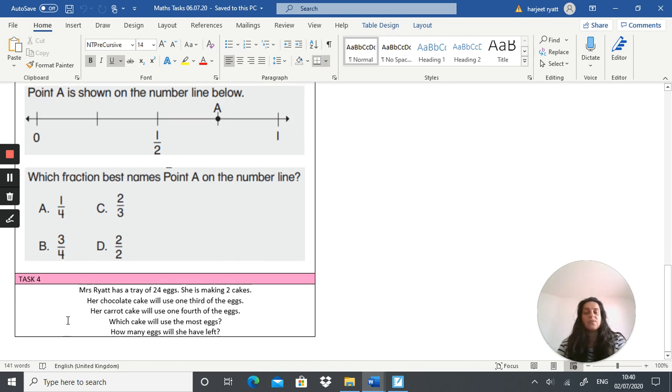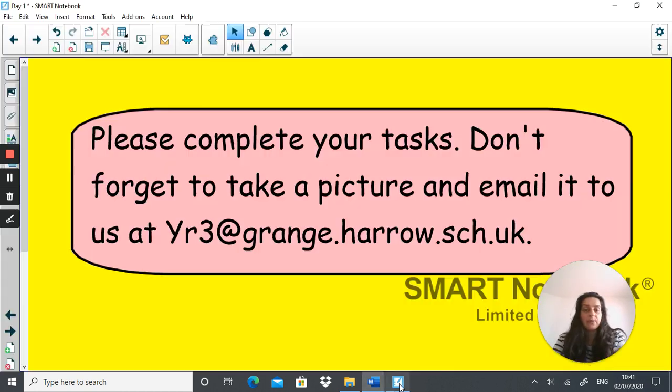And finally, task 4. Mrs. Wright has a tray of 24 eggs. She's making 2 cakes. Her chocolate cake will use 1/3 of the eggs. Her carrot cake will use 1/4 of the eggs. Which cake will use the most eggs, and how many eggs will she have left over at the end after she's made both those cakes? And what I want you to do is remember how we worked out fractions of amounts right at the beginning of our lesson. Going back to the smartboard now.